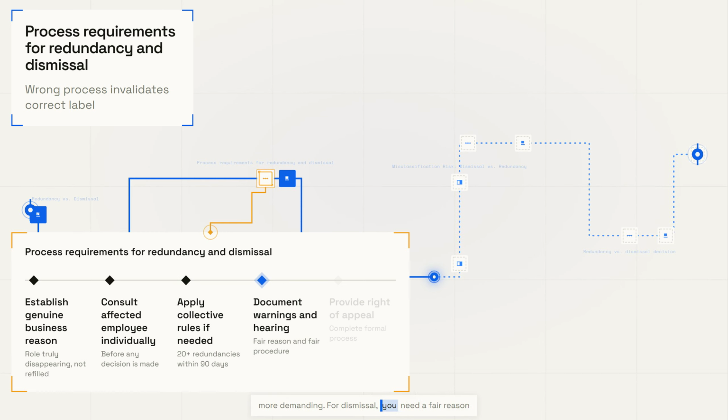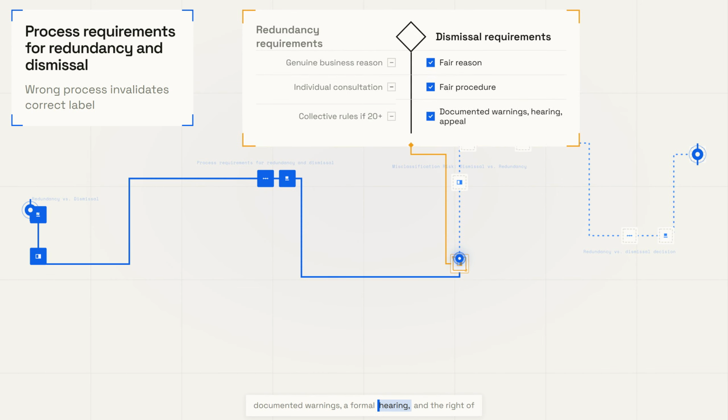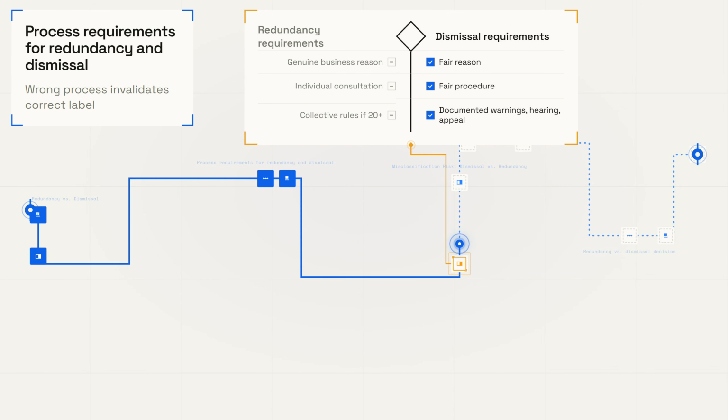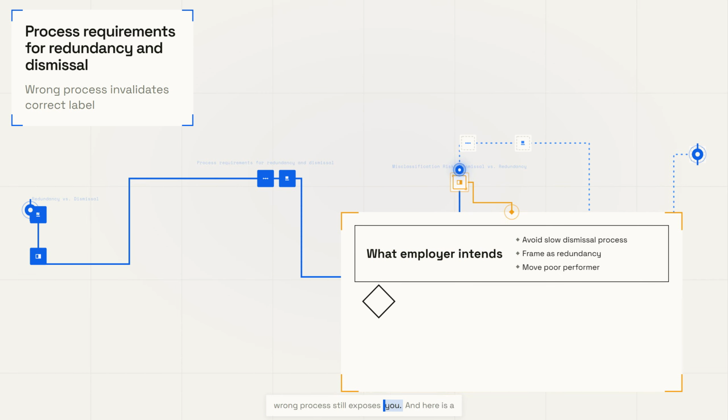For dismissal, you need a fair reason and a fair procedure. That typically means documented warnings, a formal hearing, and the right of appeal. Skipping steps does not make the dismissal invalid, but it gives a tribunal grounds to find it unfair. The right label with the wrong process still exposes you.